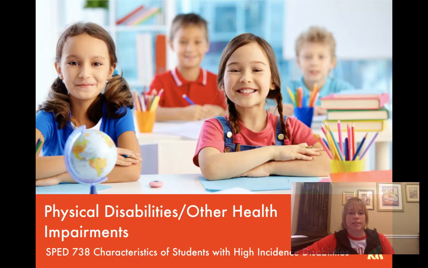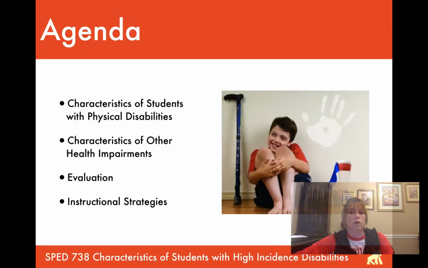In this module, we're going to take a look at students with physical disabilities and other health impairments. These are two diagnoses that we can use within the parameters of IDEA to qualify a student with a disability. So I want to take a close look at the characteristics of both students with physical disabilities and students with other health impairments. Your text talks about a number of different scenarios related to physical disabilities and other health impairments. We're going to touch in a little bit more detail on those.